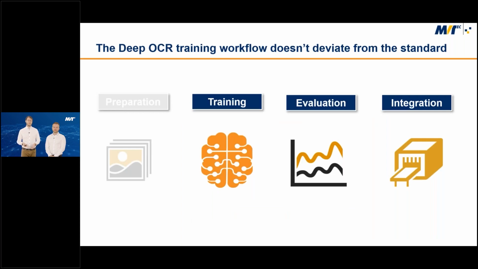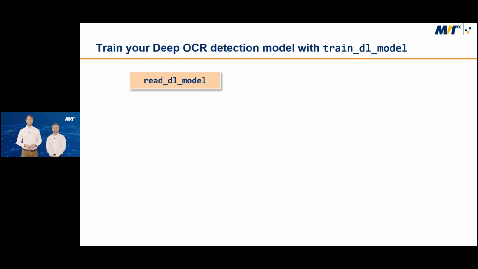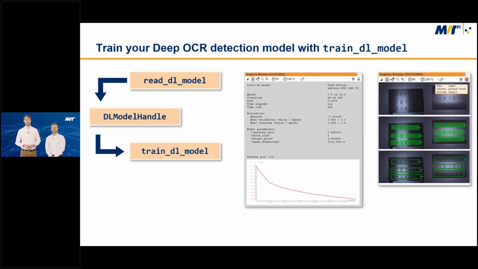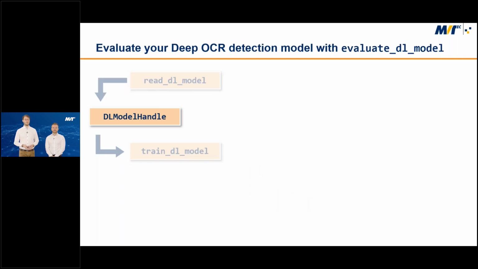Now, the rest of the workflow is actually done in HALCON. So you need to start off, of course, with read DL model. Then you get your model handle as per usual. And you just need to train DL model. And this looks like any other deep learning method that we have. You get your progress window and you get your current result window, where you can inspect how the network is doing and what parameters are set for this epoch.